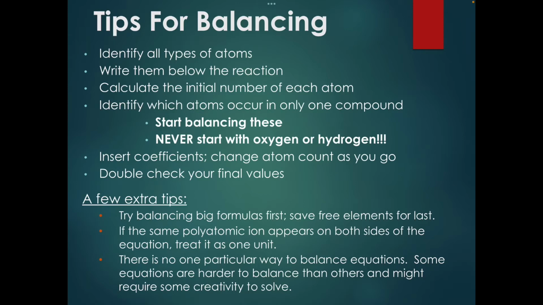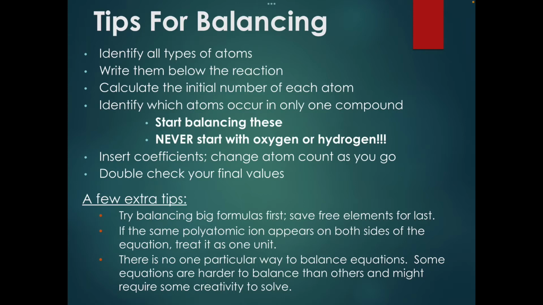So our first step is to identify all types of atoms, like I did in the previous example. We had carbon, hydrogen, and oxygen on both sides of our chemical equation, and I wrote those below our reaction. Then I figured out how many of each atom I had on each side of the reaction.